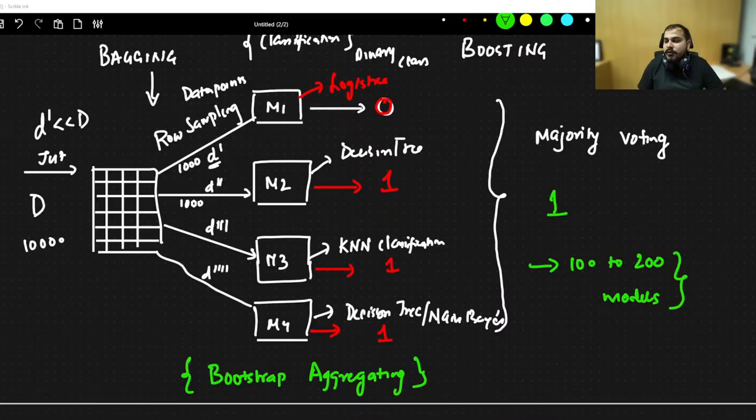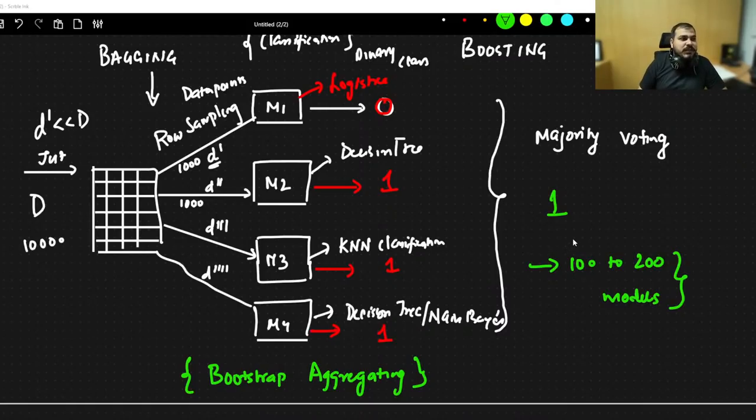Okay. So what if you are saying that 50% of models say yes, 50% of models say no. Always understand, guys, we will be having more than 100 to 200 plus models. Okay. So in this particular case, there is a high probability that there will always be a majority voting available. Okay. It will not always be in that specific scenario.